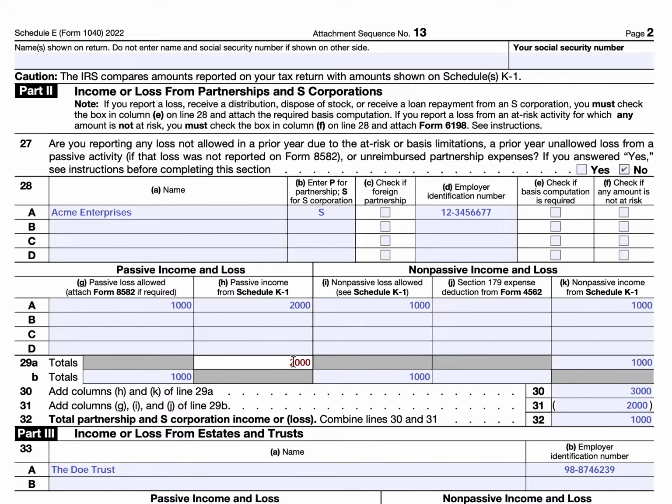We've got $2,000 in column H, $1,000 in column K, and then in line 29B, we're going to total column G and column I. Lines 30 and 31, we're going to add those two columns together. So the line 29A items are $3,000 of income, and then columns G, I, and J reported in line 29B add up to $2,000. We will net those together, and we've got $1,000 of total S Corporation income.